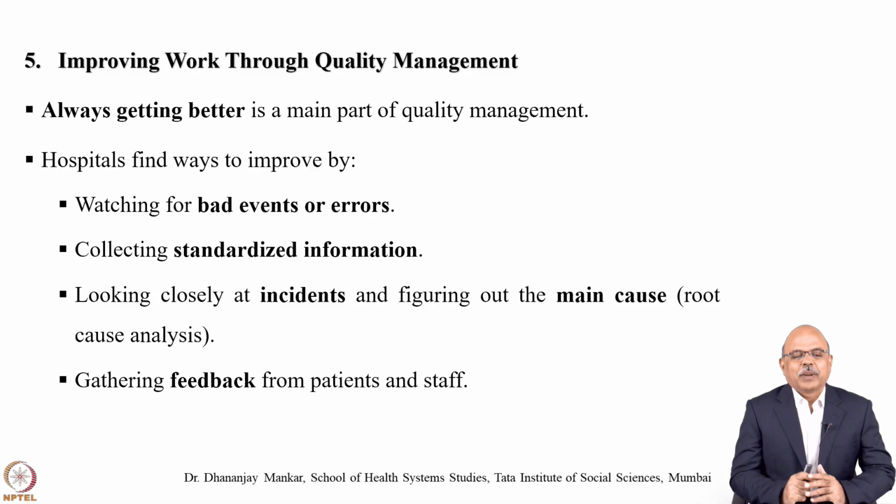Improving work through quality management. Always getting better is a main part of quality management, and hospitals find ways to improve. This involves watching for bad events or errors, collecting standardized information, looking closely at incidents and figuring out the main cause of it. It can be done through root cause analysis. Additionally, getting feedback from patients and staff is very important to improve the work through quality management.